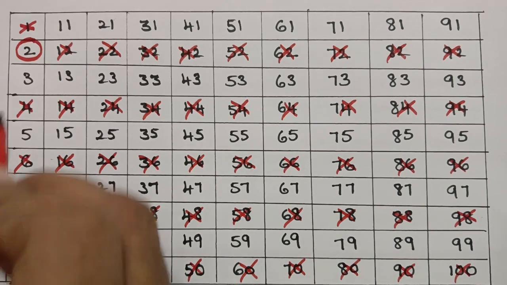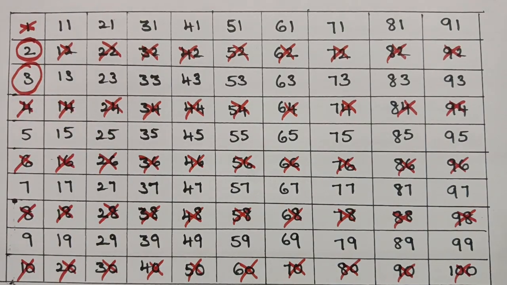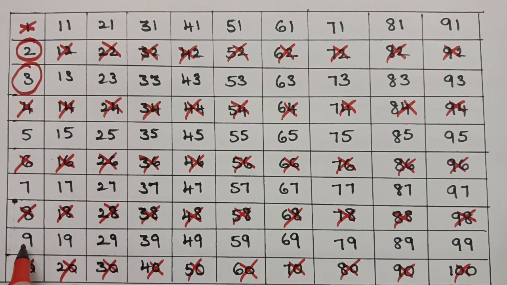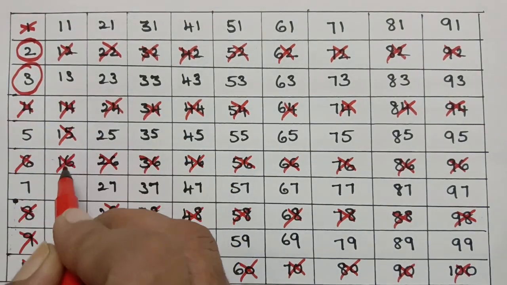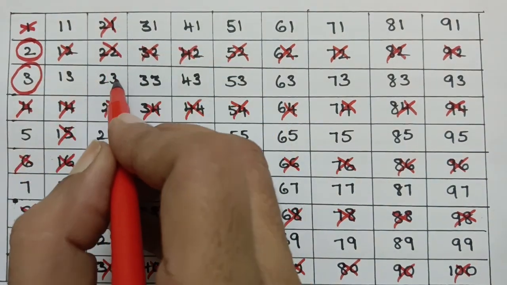And the next prime number is 3, and again you have to cross all the multiples of 3. See here, this is 6, and 3 is 9, this is 12. Counting 1, 2, 3 each time, cancel.